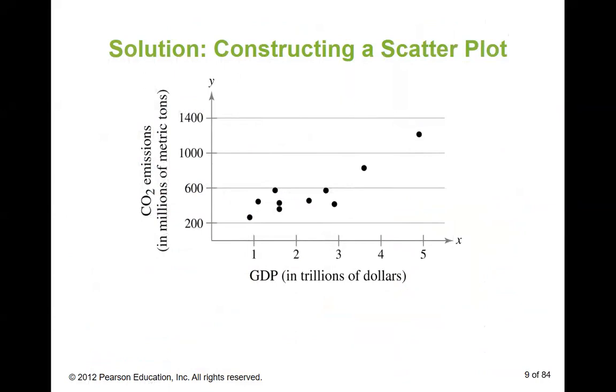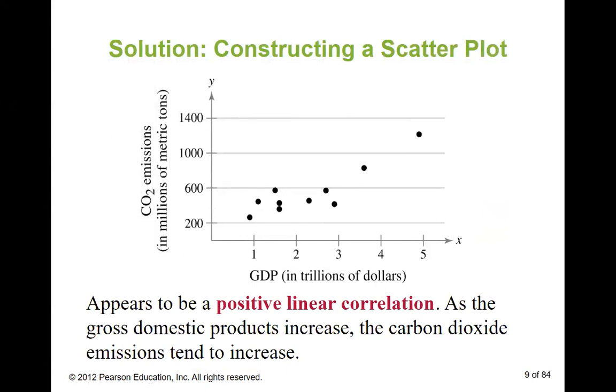It may get stretched a little bit if we counted, like I counted by 100s on my y-scale, so that kind of made mine stretch out a little bit more. But this is the basic shape. And if I were to ask you, looking at the scatter plot, would you say there's a negative, a positive, or no linear correlation? You'd tell me what? Yeah, this is a positive linear correlation. It's not perfectly linear because they're not all in one line, but it gives the general appearance of a line. So that means as the gross domestic product increases, the carbon dioxide emissions tend to increase.